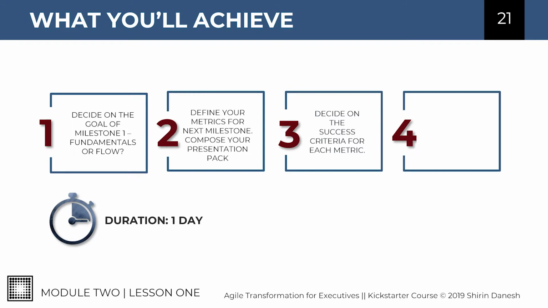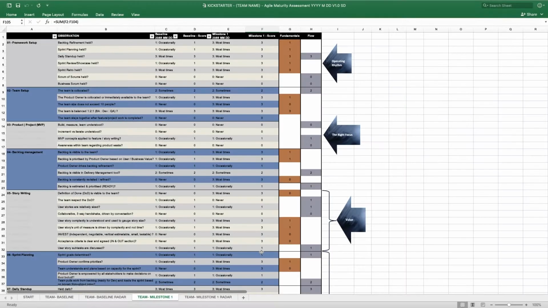Number 3 is about the success criteria for each one of those metrics. Remember, the score started from 0 and went up to 4. For anything that is around 0 and 1, you would want to bring that to 3 or 4. You want to make that decision now. After this, number 4, you will be able to start to talk to your wider team about your plans and your ideas. Great. Now let's look at the Milestone 1 tab.